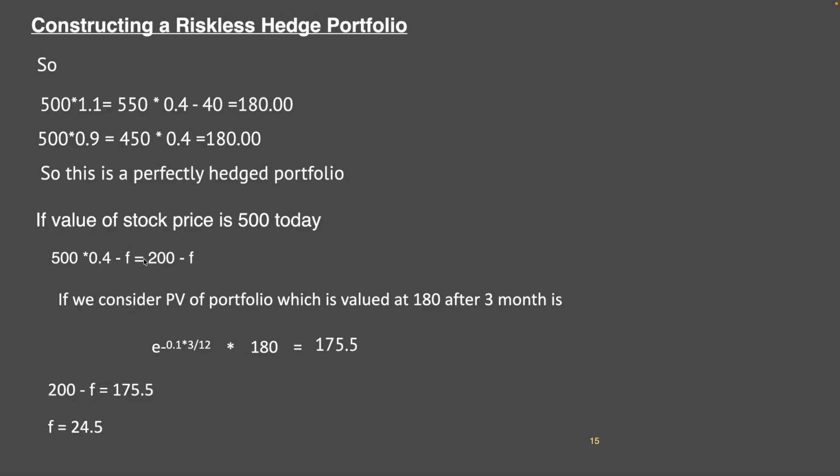This 200 minus F should be equal to the present value, that is, the value of the portfolio at the start of the contract should be equal to the present value of the portfolio after 3 months. Therefore, 200 minus F should be equal to 175.5, where F will become 24.5. So the value of the option at the start of the contract is 24.5.